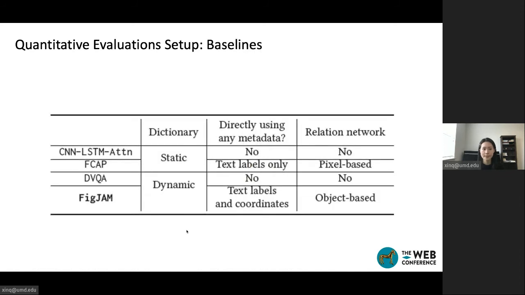We implemented three baselines to test various features. CNN LSTM attention is the basic image captioning model with soft attention. FCAP is an extension to the CNN LSTM attention. It has an attention module for the embeddings of text labels and pixel-based pairwise relations. Both models use a static dictionary. DVQA is an original visual question answering model with stacked attention. Same as our FigJam model, it also uses a small-size dynamic dictionary to encode text labels that are unique to one figure.